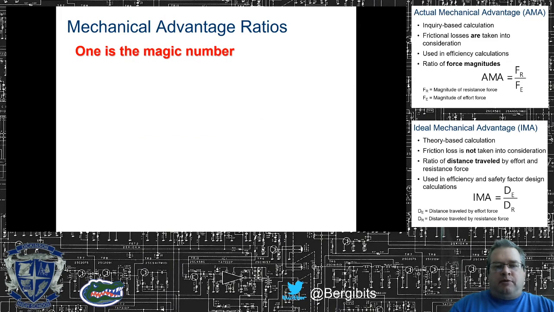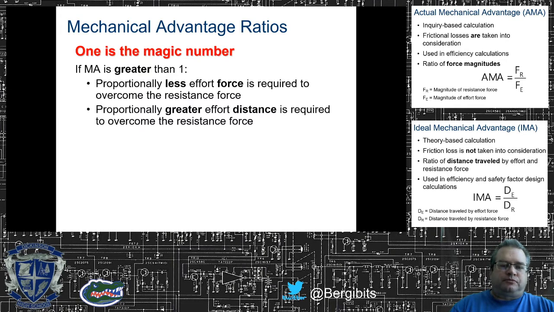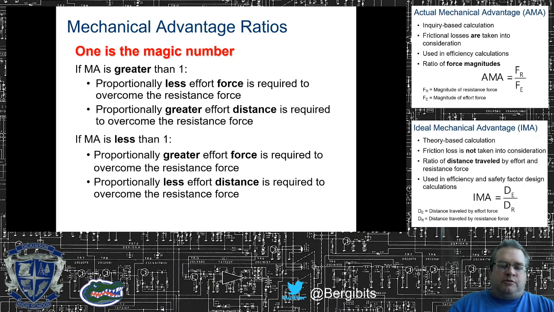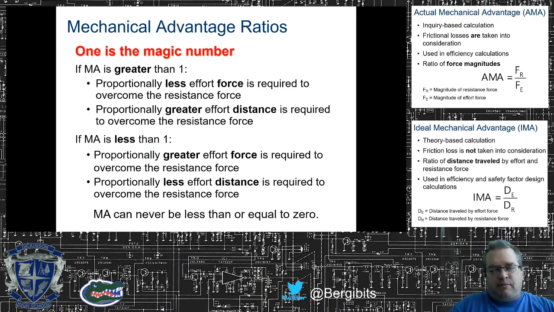Alright, mechanical advantage ratios. The magic number is 1. If you have an MA, mechanical advantage, greater than 1, less force is required to overcome the resistance, and proportionally greater effort distance is required to overcome the resistance force. If MA is less than 1, a greater effort force is required to overcome the resistance, and proportionally less effort distance is required. MA can never be less than or equal to 0.